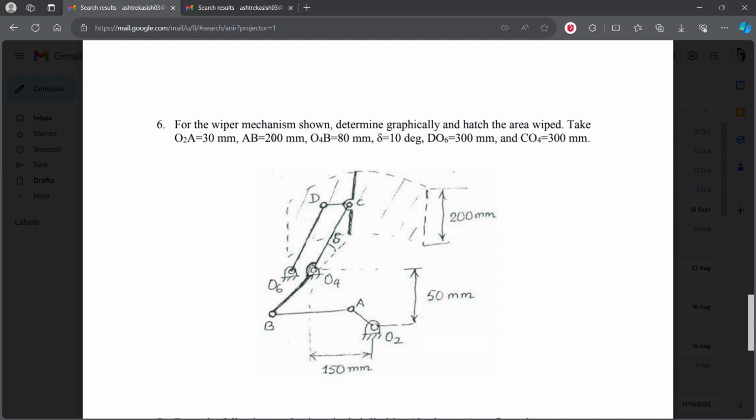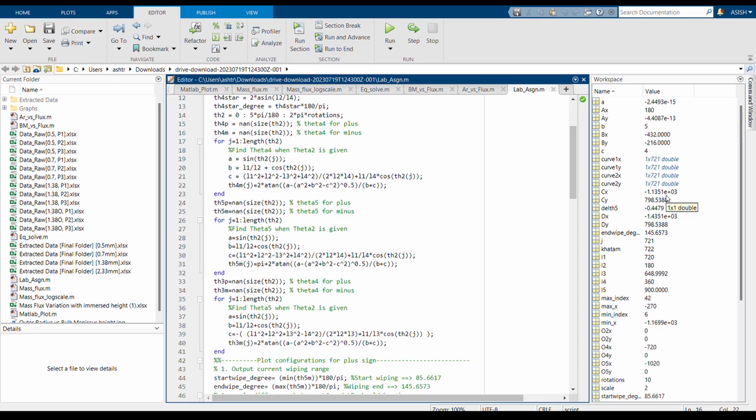So today I'm going to present the simulation of question number 6 of sheet 2, that is the wiper mechanism shown here. So let's start with the simulation. This is the MATLAB code we have prepared for the simulation of the wiper mechanism.